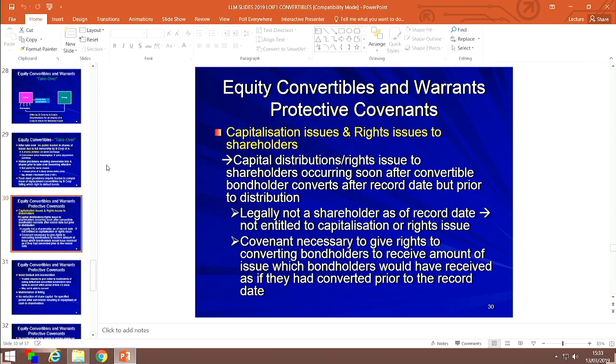Consequently, it's regarded as essential in a convertible bond issue for bond investors to know that even though they convert their bonds into underlying shares after the record date of a capital distribution or rights issue, they would be entitled to it pro rata on the amount of shares that they convert. Now, there is obviously a time frame during which this clause will operate. It could be 1 week, 2 weeks, whatever the period is that one would choose in the convertible bond instrument. So that's the first one.